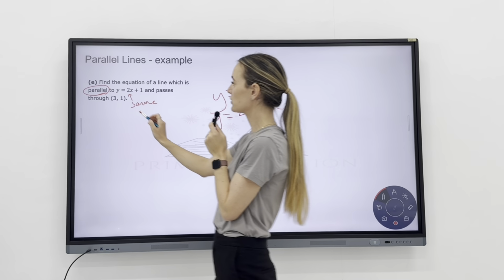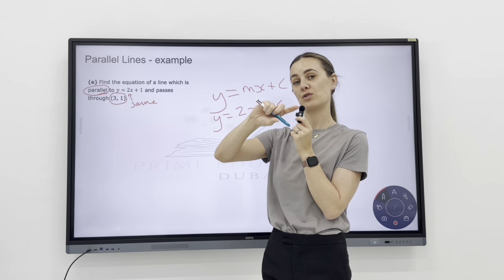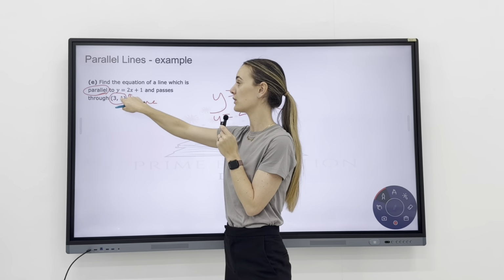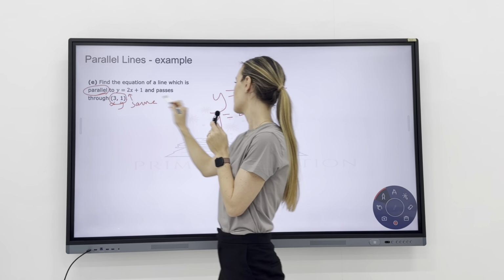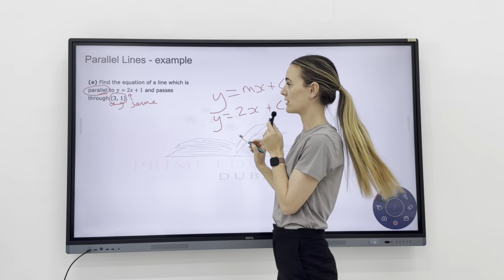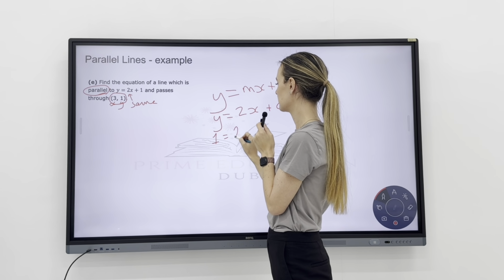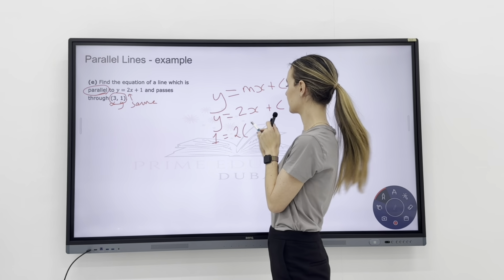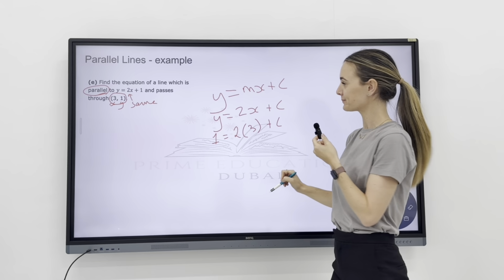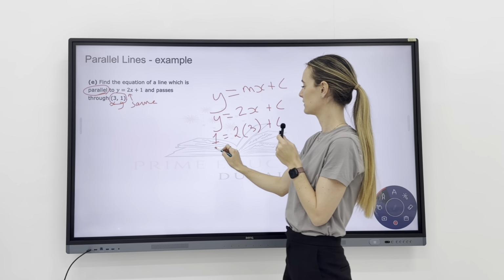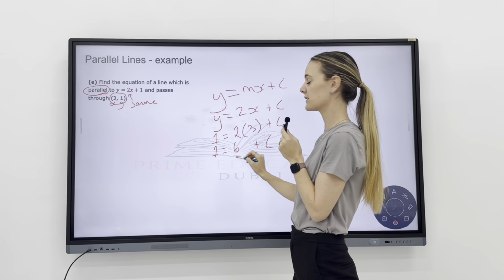So now we need to make sure it passes through this point. What does that mean? It means that when you draw the graph, this point will lie on that line. Well, this is x and this is y, so that means it has to work for this equation. So I'm going to substitute 1 in as y. x we can see is 3. And then we're going to add c. The last thing I'm going to do is simplify it. So 2 times 3 is 6, plus c.